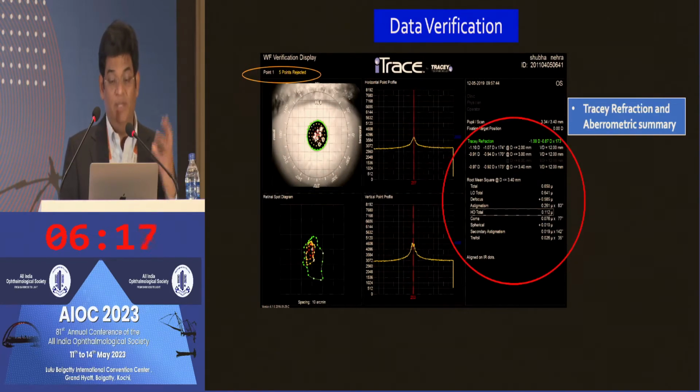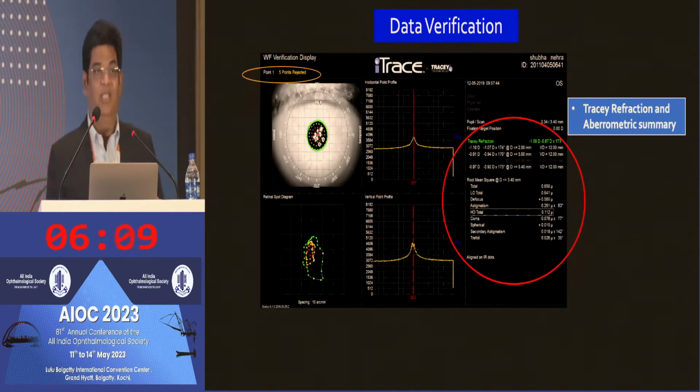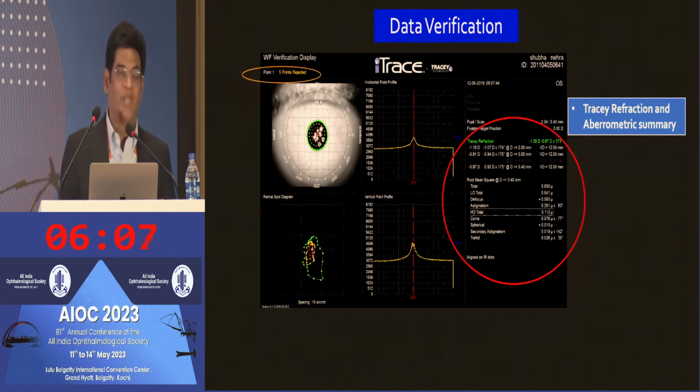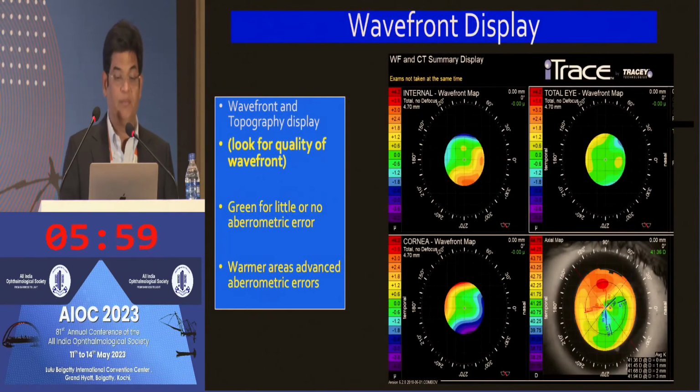It also gives us the Tracey refraction and the aberrometric summary of this patient. And the Tracey refraction is color coded. If it is green in color, it means that it is something that we can correct easily. However, if it is red in color, it means that it requires either a surgical treatment or a customized approach to rectify that particular problem.